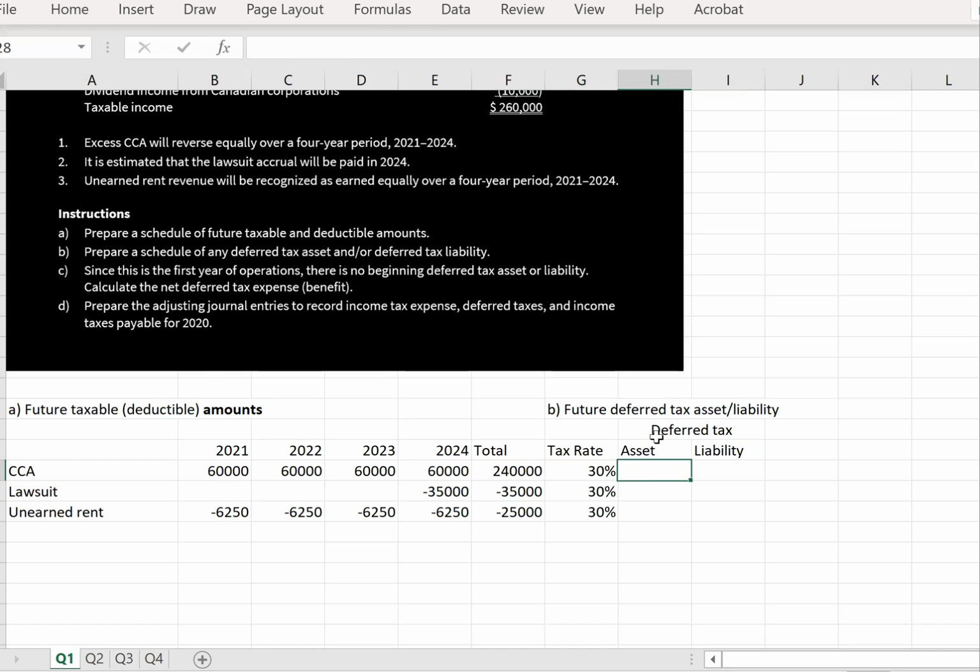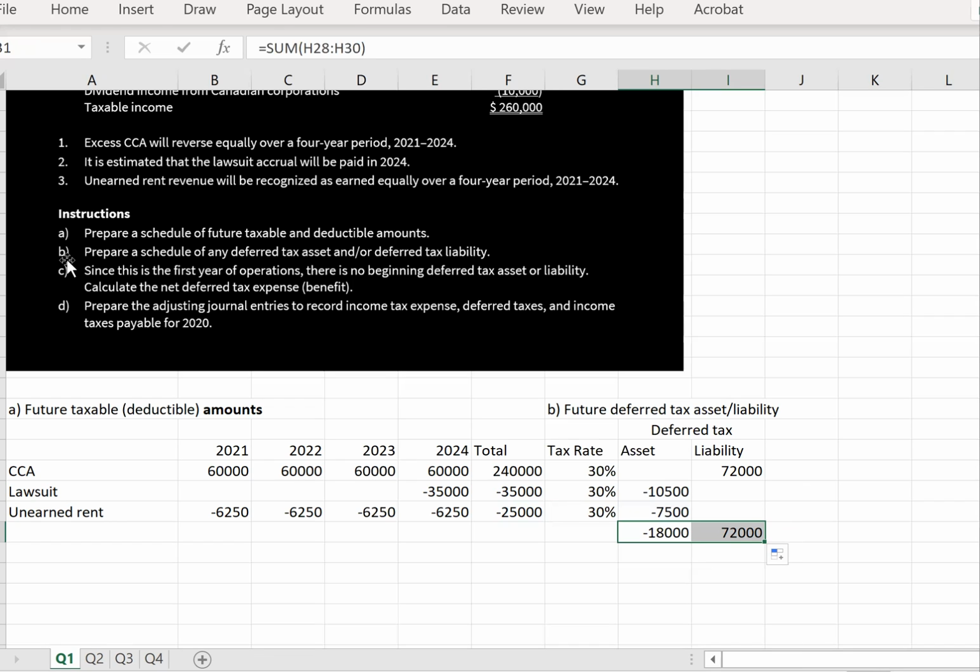So I know that this is a future taxable amount, so it's going to be a liability in the future. So what I'm going to do is simply take the taxable amount times the tax rate, and that's going to give me my deferred tax liability. And here, these are future tax deductions. So if I take those amounts and multiply them by the tax rate, that's going to give me my deferred tax asset. And here, unearned rent, same thing. Once I multiply that through, that's going to give me my deferred tax asset as well. So my total asset is just going to be the sum of these, and my total liability is going to be the 72,000 there.